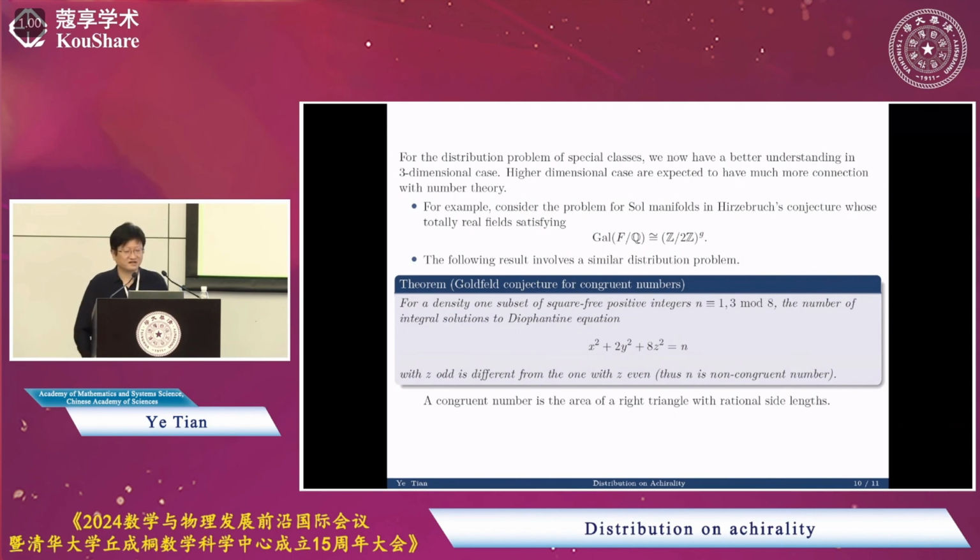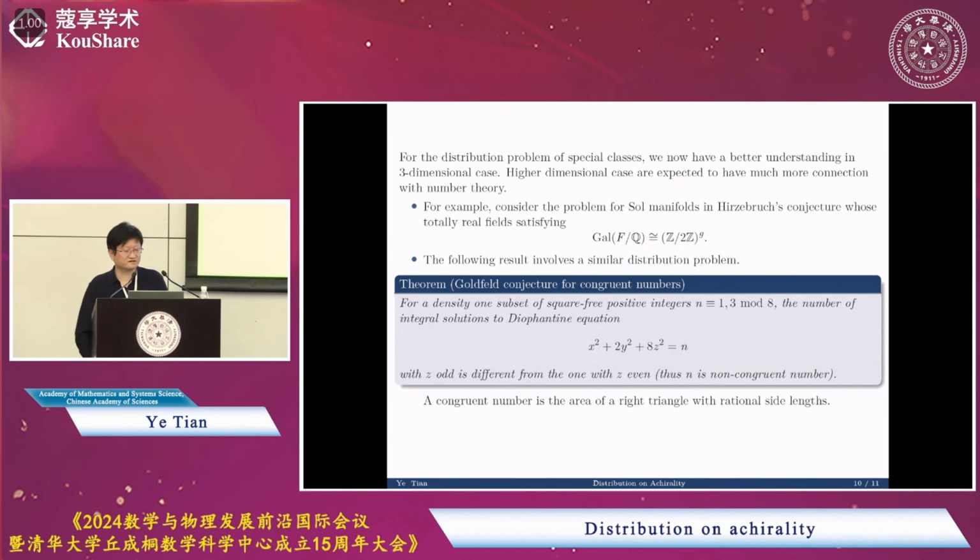And also, this kind of problem involves two-adic mathematics in number theory, which has many similar situations in number theory. So now at the end, let me give you one example to see how this kind of distribution problem looks like.